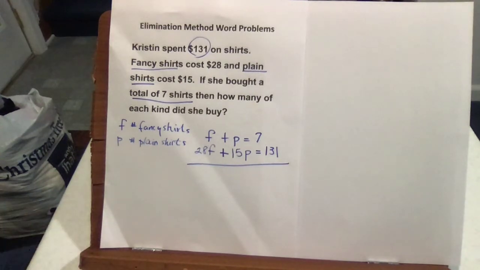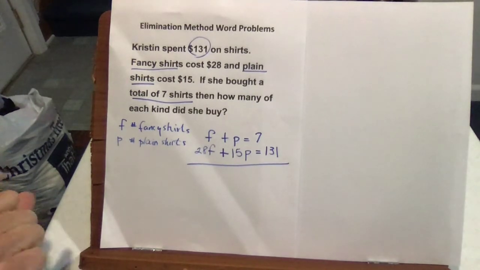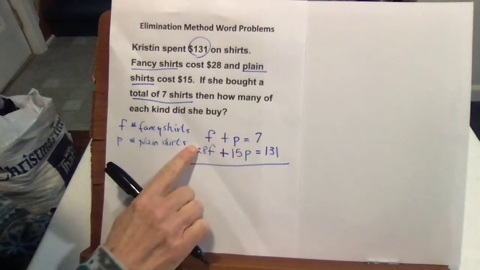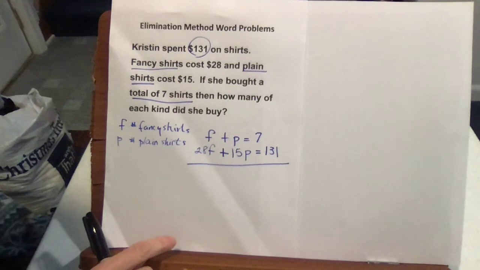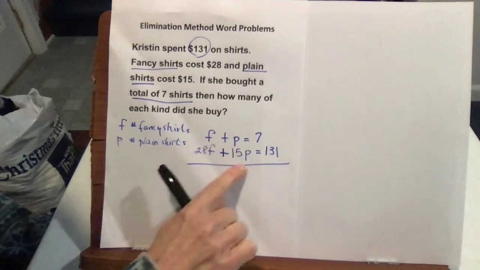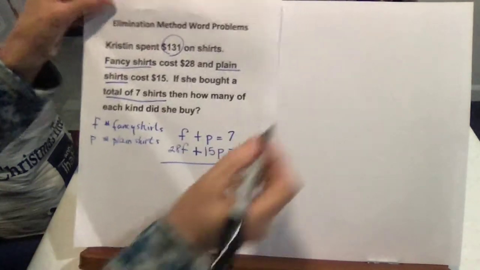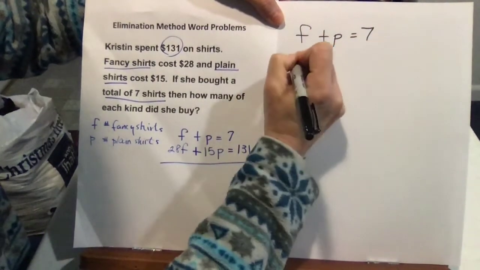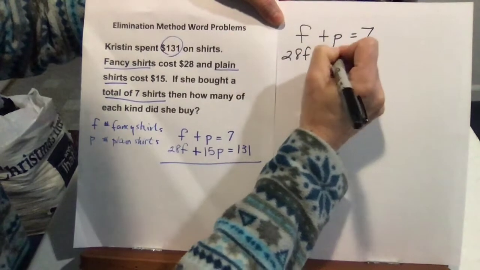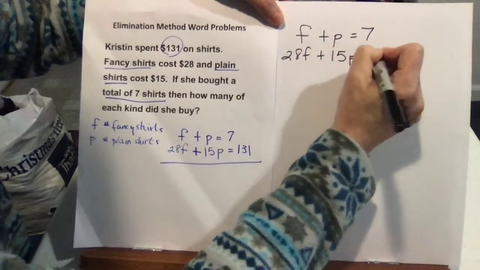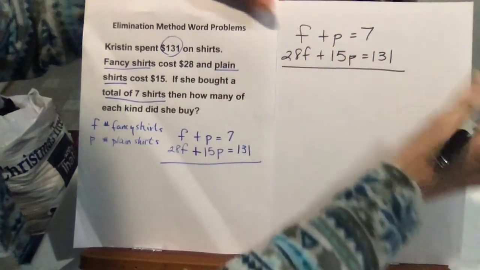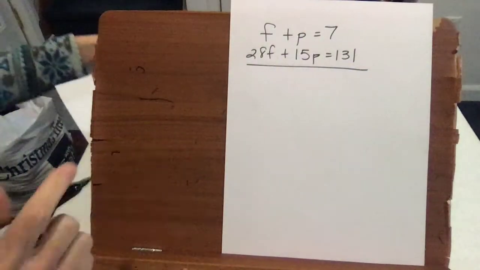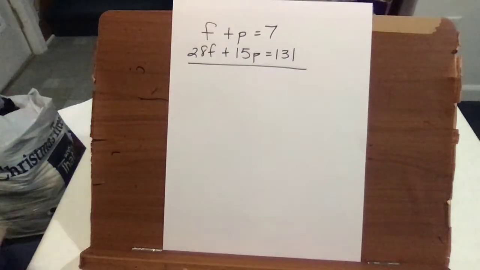Right now what we have to do is actually solve this, and we use the elimination method because, as you can see, both variables are on the same side and they equal a value on the other side. So it looks like it's in standard form. So we're going to take our fancy plus plain shirts, which equals 7, and our cost for the fancy plus our cost for the plain shirts, which equals 131, and we're going to solve this by the elimination method. All right, so I'm going to take the words away for a minute, that way we can focus on our equations.